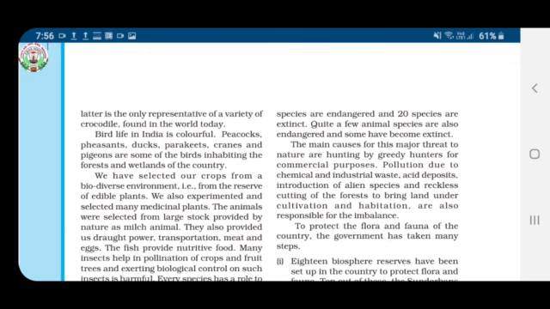Bird life in India is colorful. Peacocks, pheasants, ducks, parakeets, cranes, and pigeons are some of the birds inhabiting the forests and wetlands of the country.